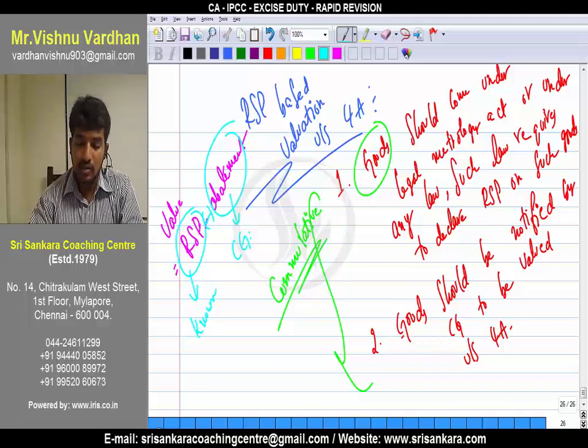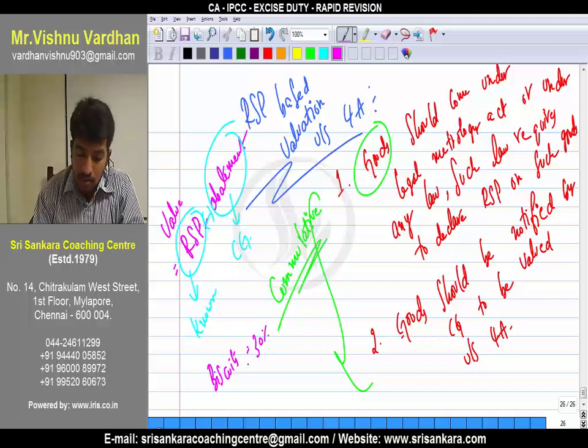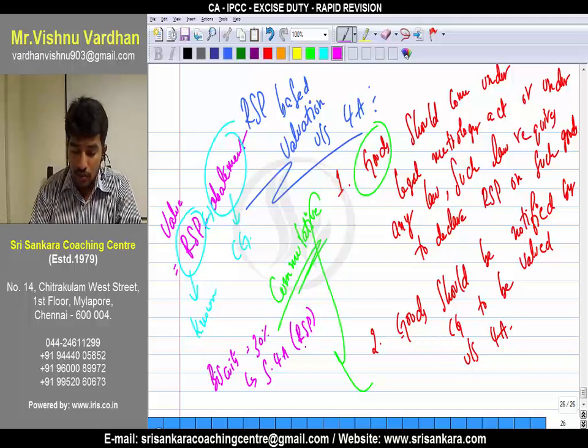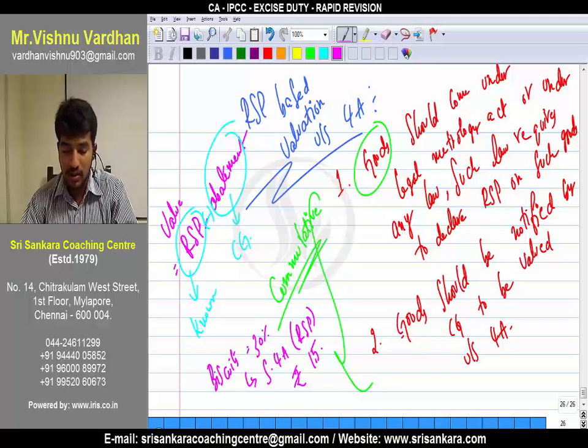Let us take an example of biscuits. On biscuits, abatement is 30%. Biscuits come under section 4A, that is RSP valuation. Now on this, what is the excise duty payable? Let us assume a Good Day biscuit packet of rupees 15. On this, what is the abatement? 30%, determined by the government.